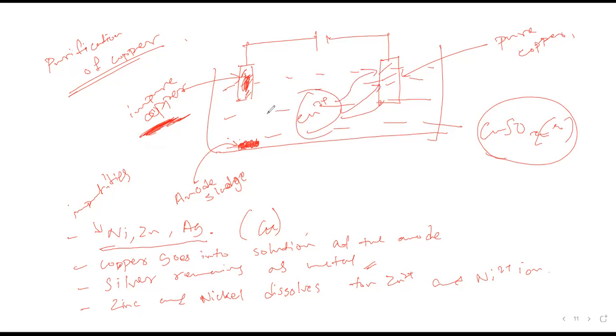But in the silver case, we didn't have any Ag+. Ag+ was not there. That's why we couldn't reduce it. But since Cu2+ is already in the solution, we don't even need to ionize it from this impure copper. We can use it and it will discharge to the pure copper. So that's basically it.